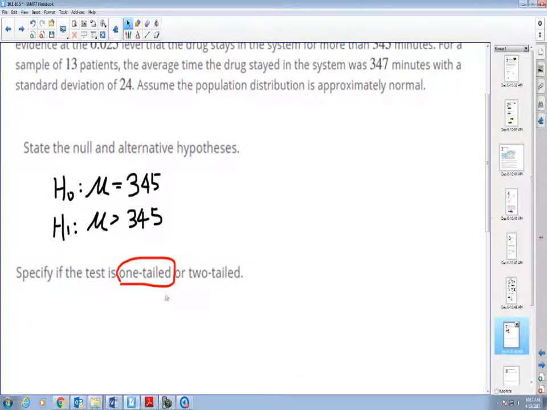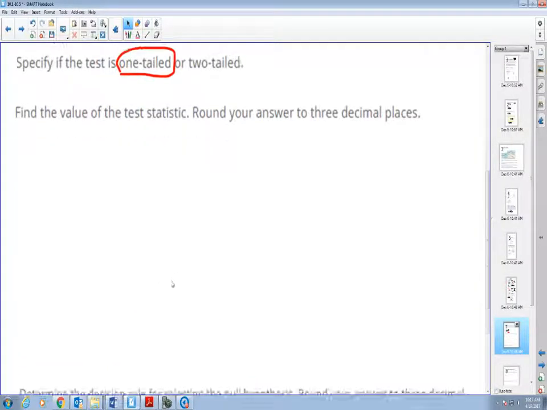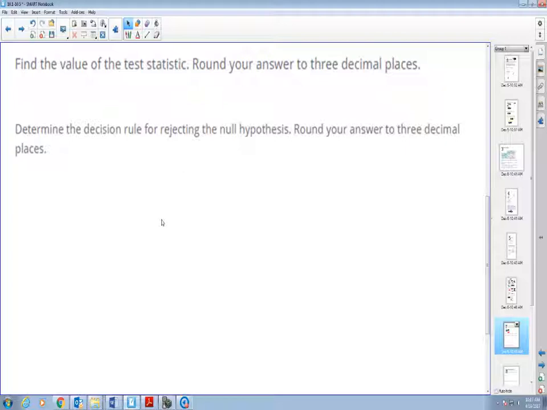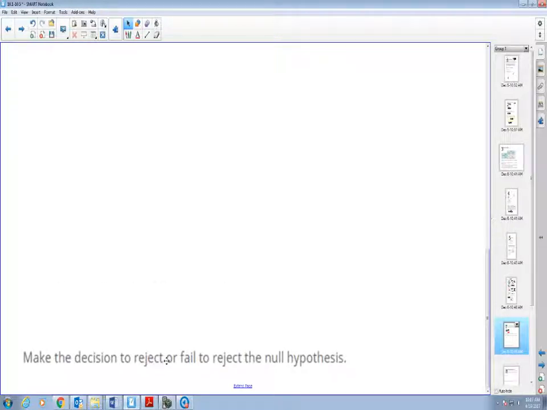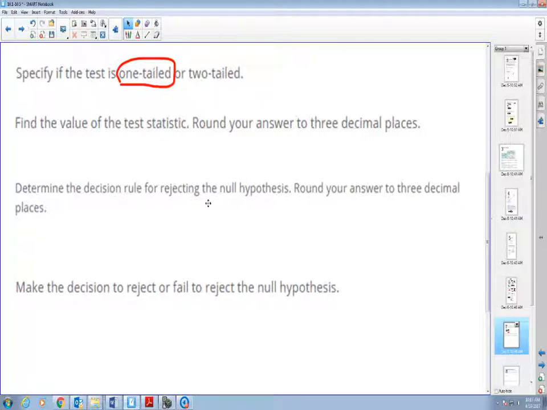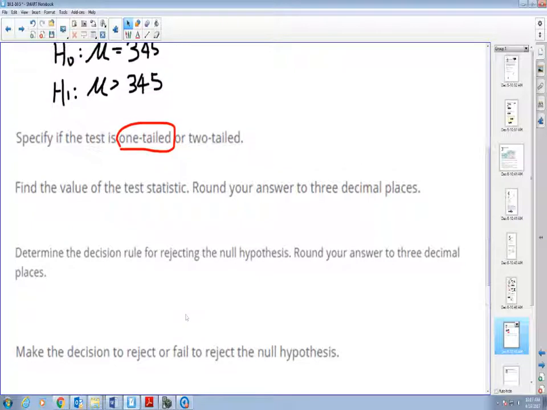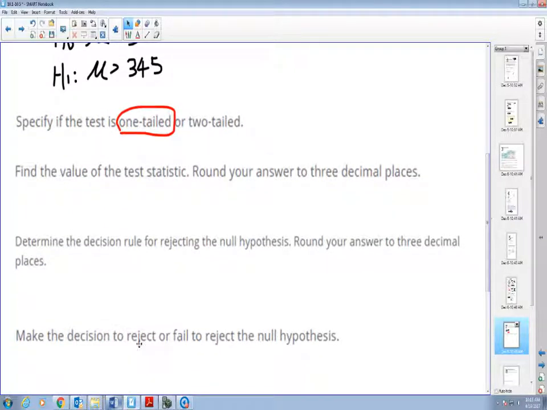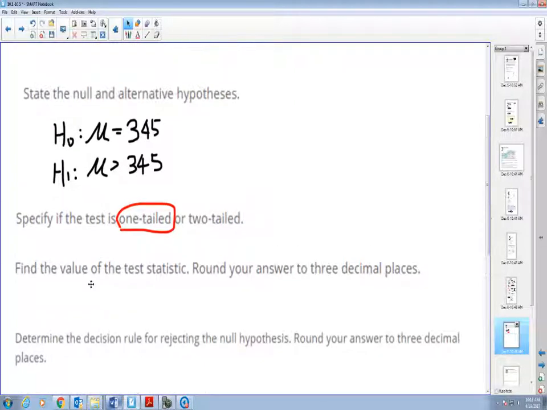The next part, find the value of the test statistic. We'll do that in a minute. Then determine the decision, and we will make a decision. Determine the decision rule for rejecting the null hypothesis. This part wants me to say why, what made me reject or fail to reject. I will show you how to do this in just a minute, when I get done with the last part, the decision. So let's find our test statistic real quick.